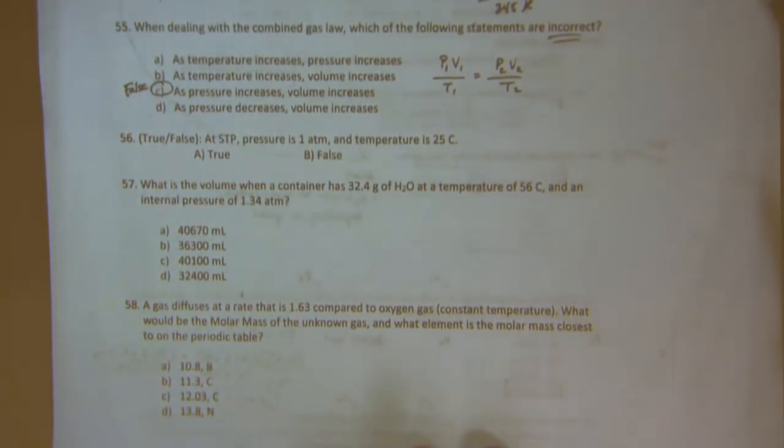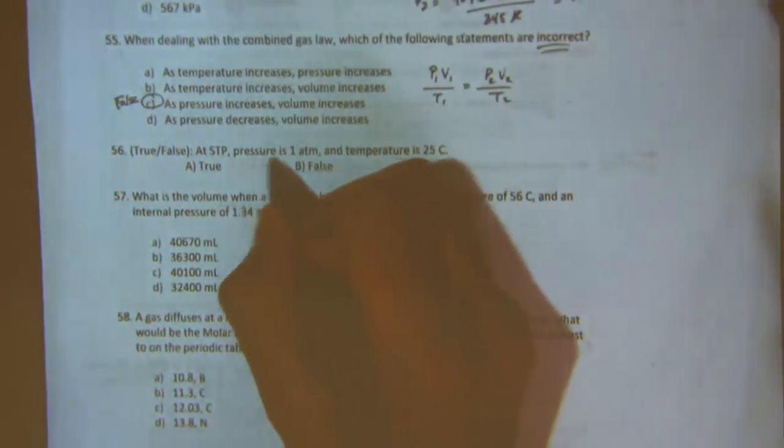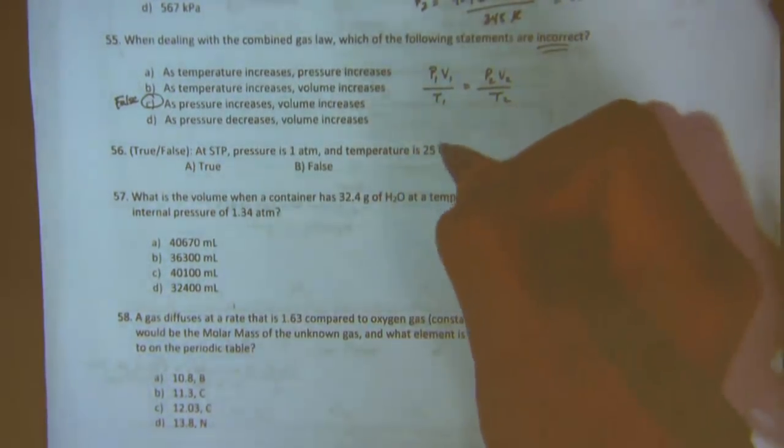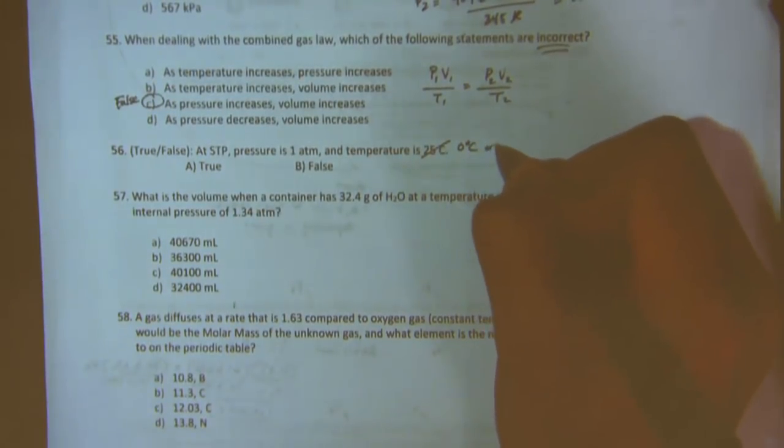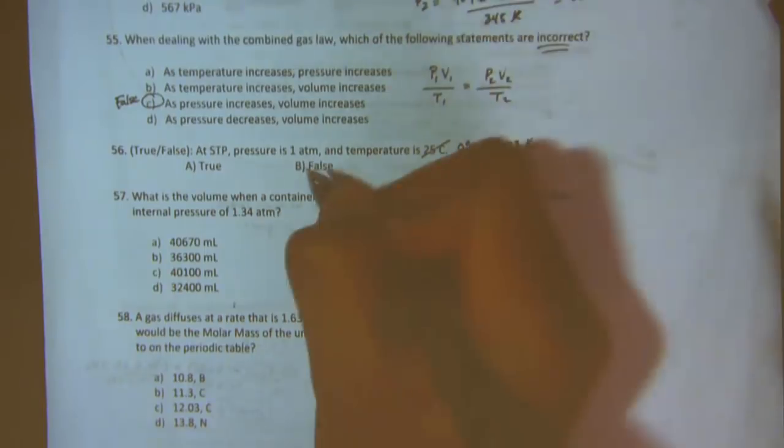Another true or false question. At standard temperature and pressure, pressure is 1 atm and temperature is 25. We kind of established that earlier. So this pressure for standard temperature and pressure is okay, but for temperature it should be 0 degrees Celsius or 273 Kelvin. So this would be false.